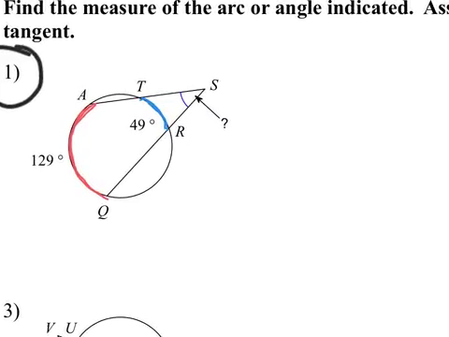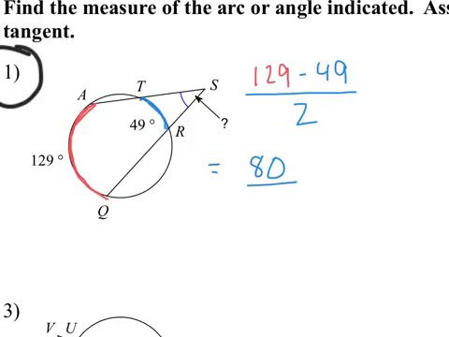So, 129 minus 49 divided by 2. That equals, well, 129 minus 49 equals 80, and then 80 divided by 2 equals 40. So angle S is 40 degrees.